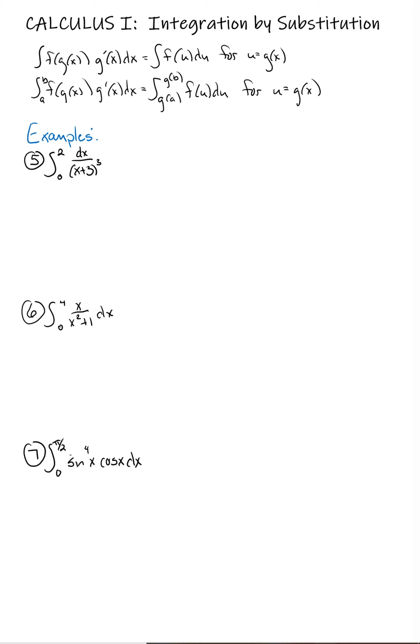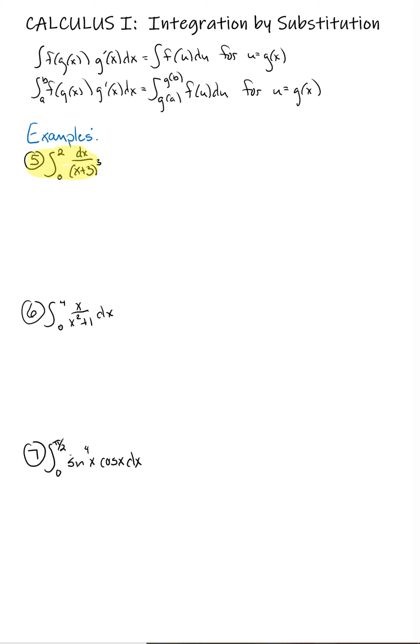The main thing to remember about a definite integral is that when we rewrite it in terms of our variable u, we also have to update our limits of integration and figure out what the new values will be, the u values, if you will. So let's dive in and take a look at some examples so you can see how this is done.